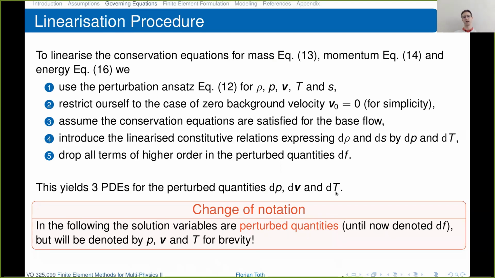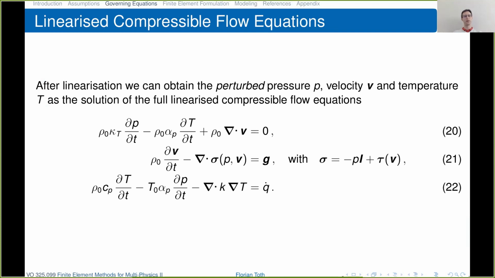And to make the notation a bit simpler, since we're only interested in the perturbed quantities, we'll in the following denote them simply with P, V, and T for the sake of brevity, but be aware that from now on we only speak about perturbed quantities. So how do these equations look? The linearized compressible flow equations: we can solve these 3, balance of mass, balance of momentum, and balance of heat or energy, for the pressure, velocity, and temperature field.